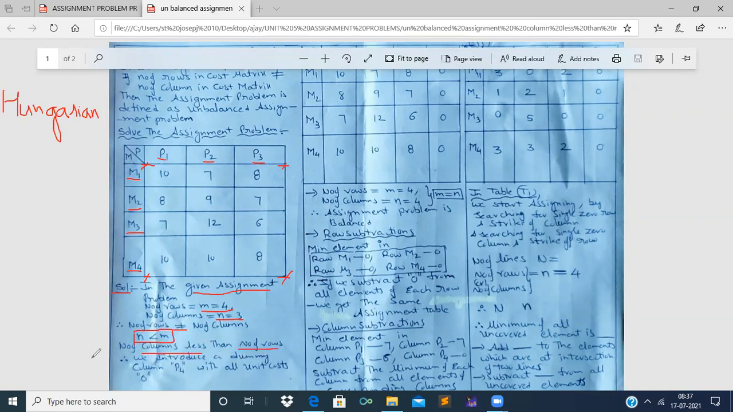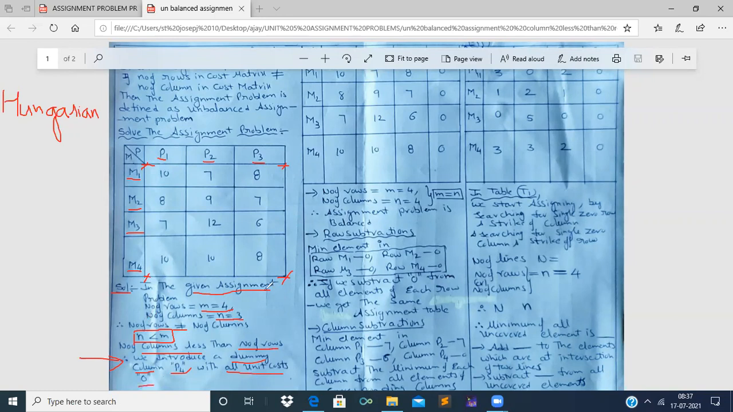So what do we have to do? As the Hungarian method states, if the number of columns is lesser than the number of rows, we have to introduce a dummy column. We have to introduce a dummy column P4, meaning person 4, with all unit costs zeros.